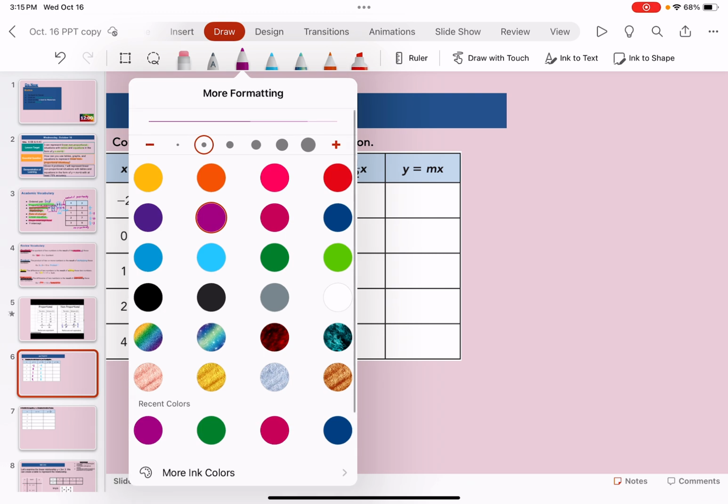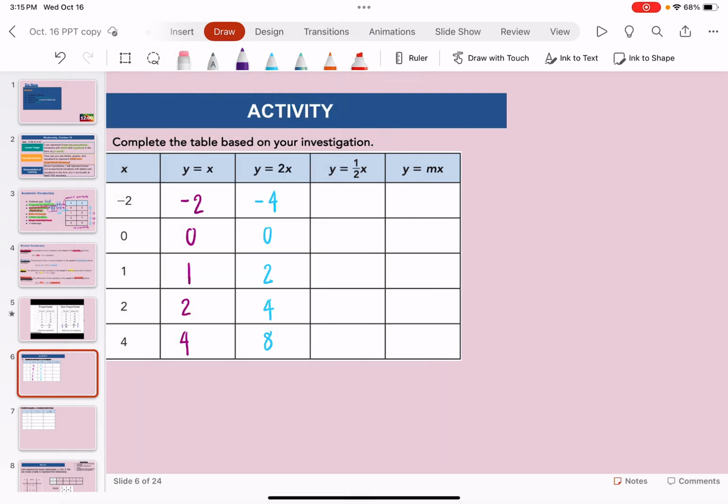Now we are doing y is equal to 1/2 x. So we have 1/2 times -2. Remember that multiplying by 1/2 is the same thing as dividing by 2. So -2 times 1/2, or -2 divided by 2, is -1.